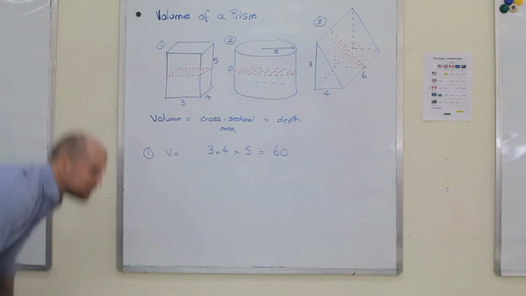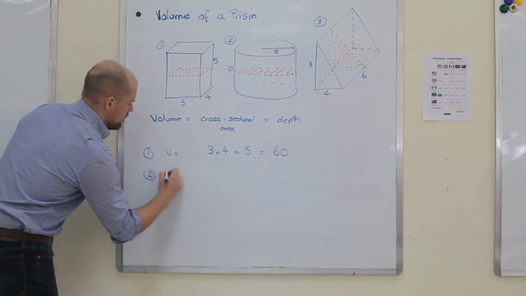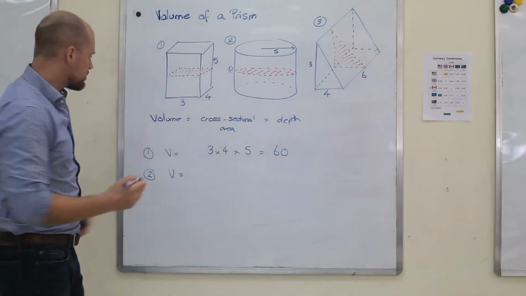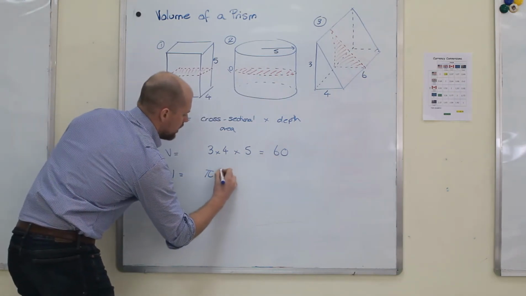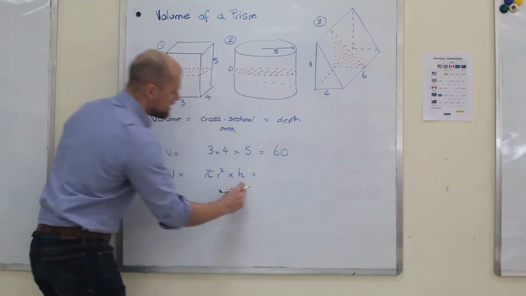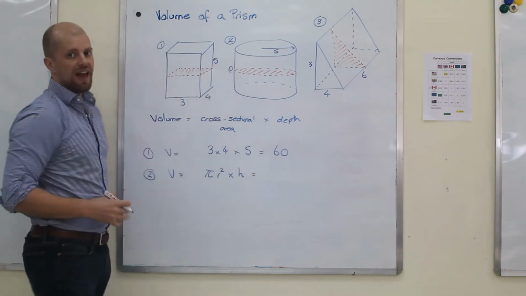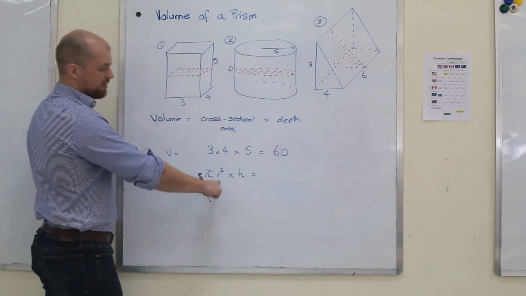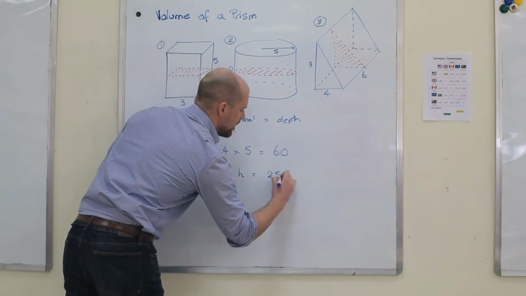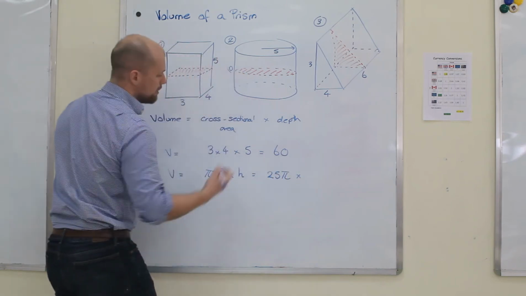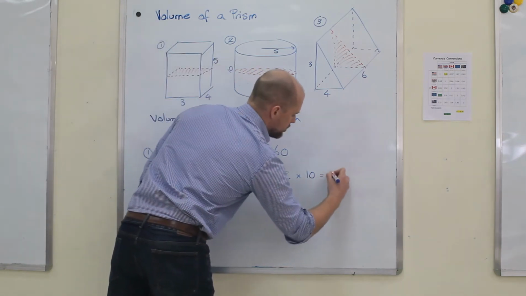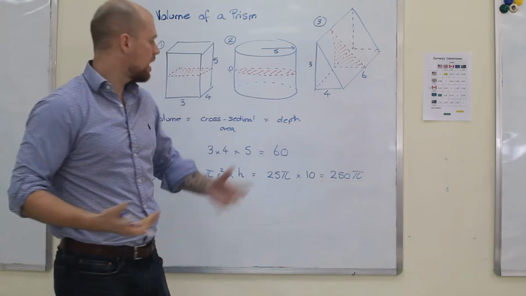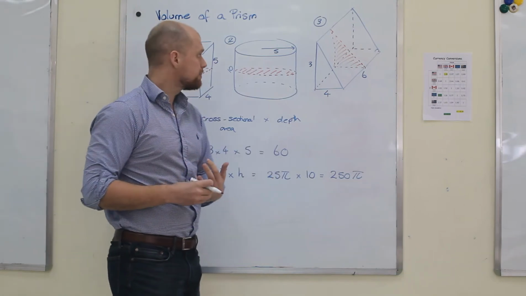For number 2, the cross-sectional area now is a circle. So we do pi r squared, pi r squared times h. And that is the general formula for the volume of any cylinder. R is 5, so I put pi times 5 squared, or 25 pi, and I times by the height, which is 10. So I would get 250 pi. Obviously, you can put that in your calculator and get an actual value, or you can leave it like this.